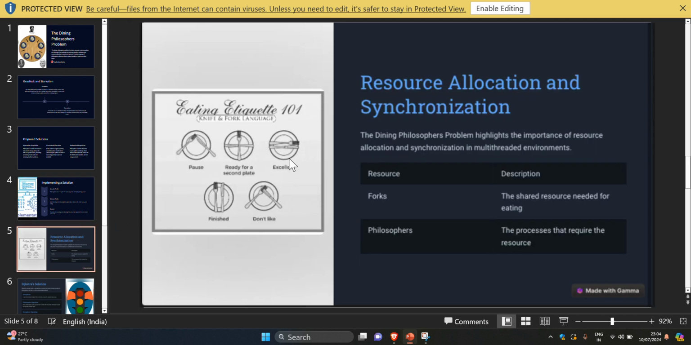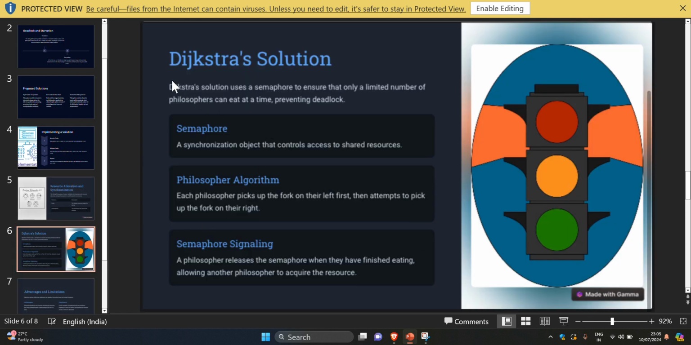Resource allocation and synchronization. Here is the diagram. The dining philosophers problem highlights the importance of resource allocation and synchronization in multi-threaded environments. And this is the semaphore solution.